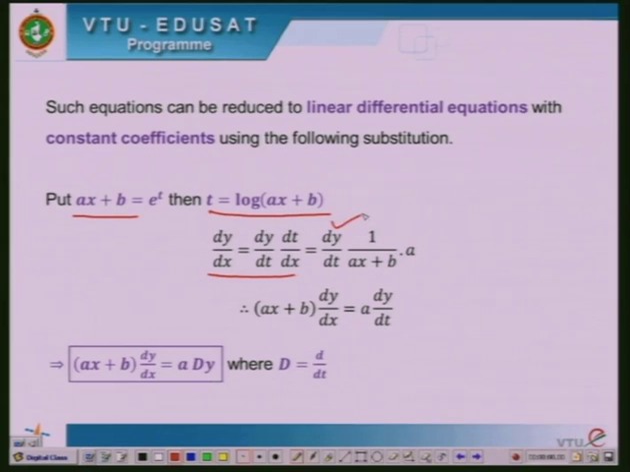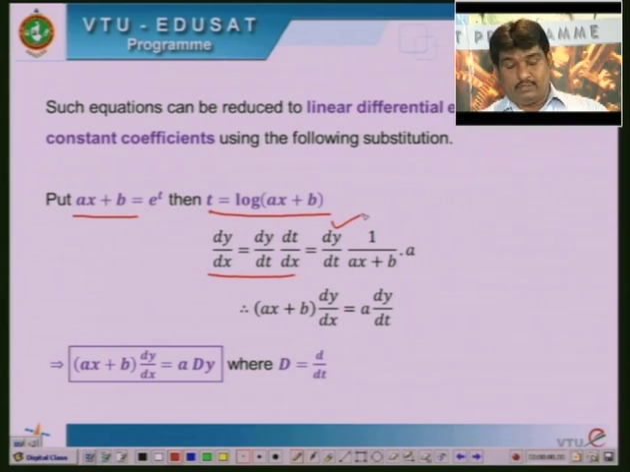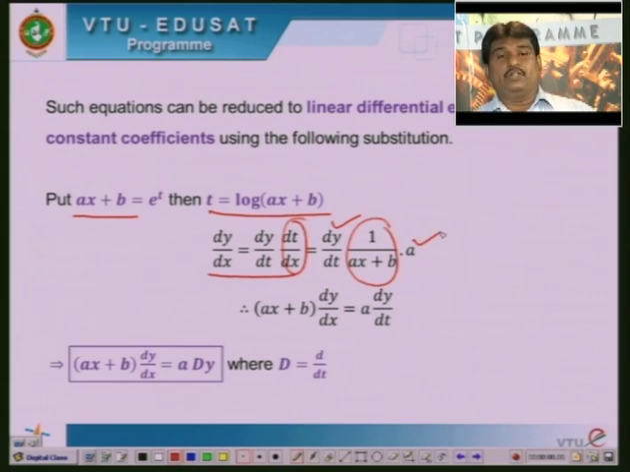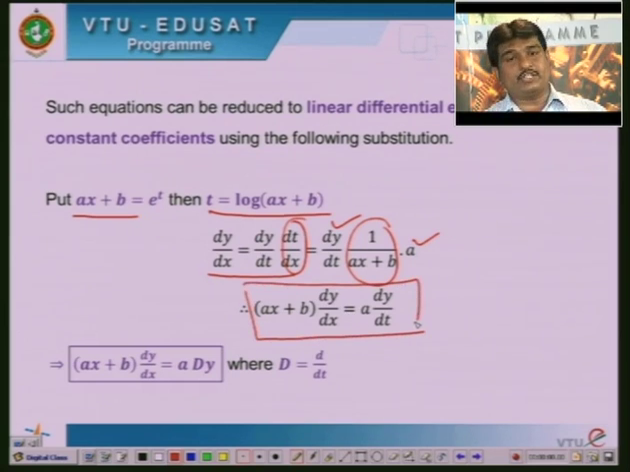I have written dy by dt as it is. dt by dx is 1 by ax plus b into a, the derivative of t with respect to x. The derivative of log of ax plus b is 1 by ax plus b into the differentiation of ax plus b, which is a. You cross multiply, and you will get ax plus b into dy by dx equals a into dy by dt.